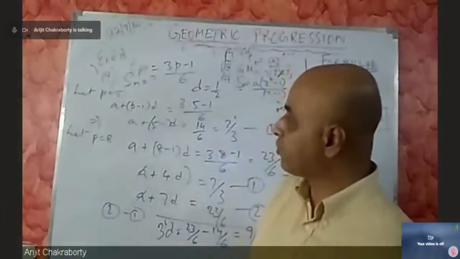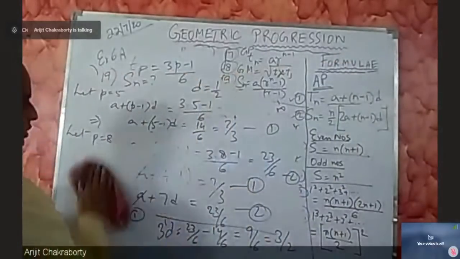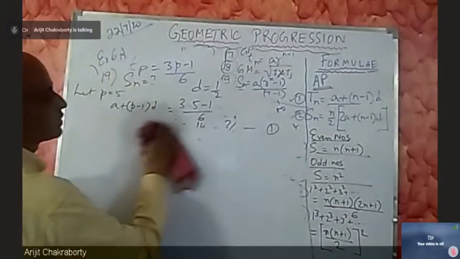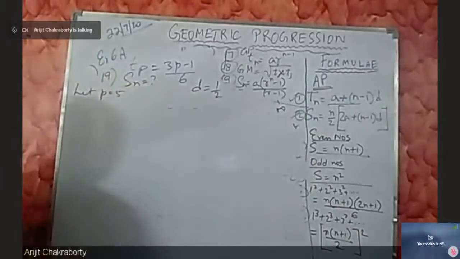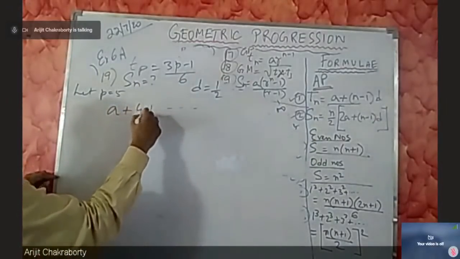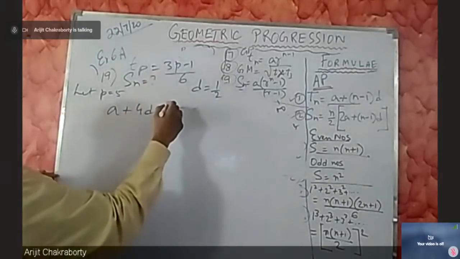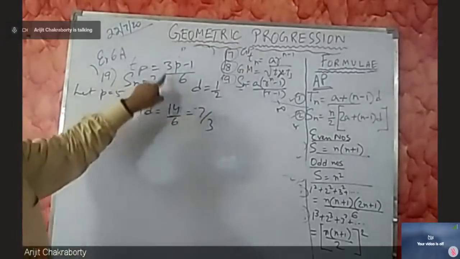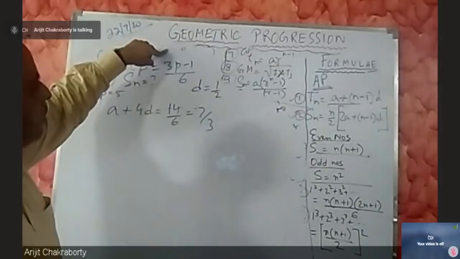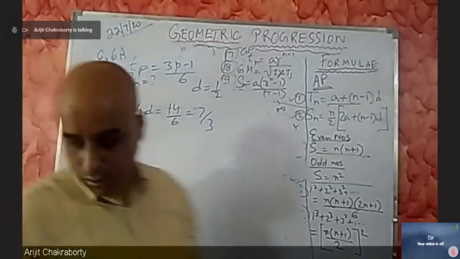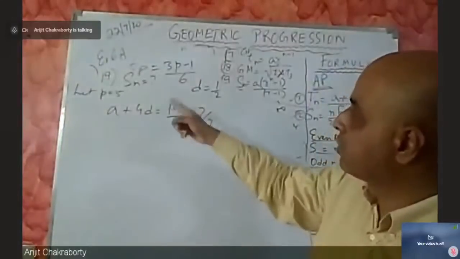Now we have to find the value of a. We have got d is equal to half. Now we had an equation for p equal to 5. We had an equation a plus 4d equal to 14 by 6, that is 7 by 3. Sorry, I will just check. Yes, for p equal to 5.